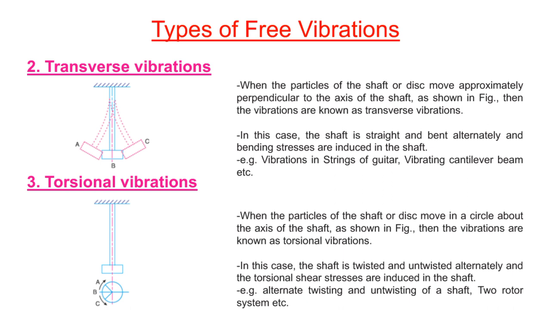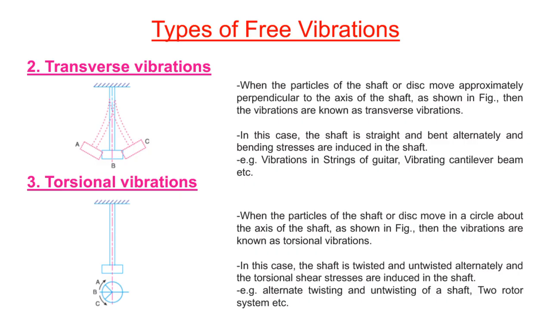In this case, the shaft is twisted and untwisted alternately, and torsional shear stresses are induced in the shaft. Remember, in torsional vibration, torsional shear stresses are induced in the shaft. Example: alternate twisting and untwisting of the shaft, like in this diagram. A two-rotor system in which I can rotate one rotor clockwise, another anticlockwise, and release. Then this twisting and untwisting will create torsional vibration.